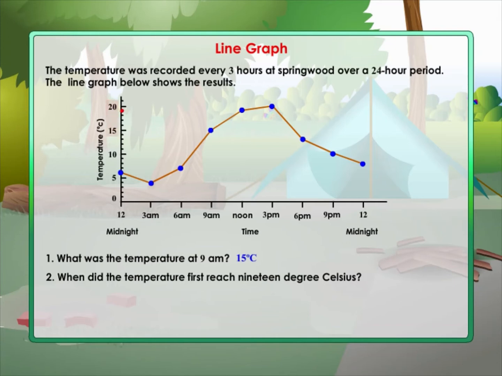We know 19 degrees lies between 15 and 20 degrees Celsius. 19 is here. Draw a line across it and then move vertically downward. It is exactly at 12 noon.